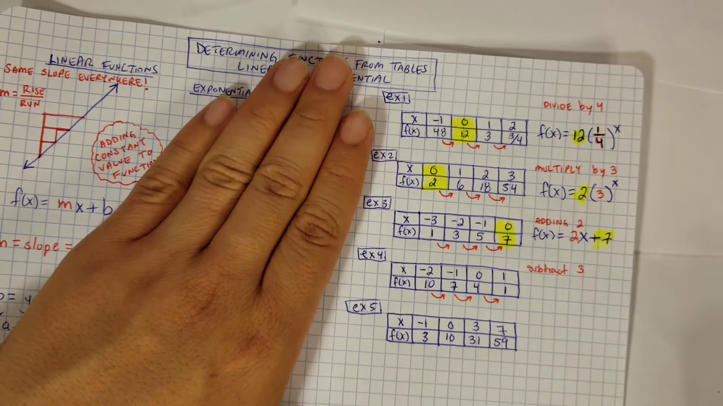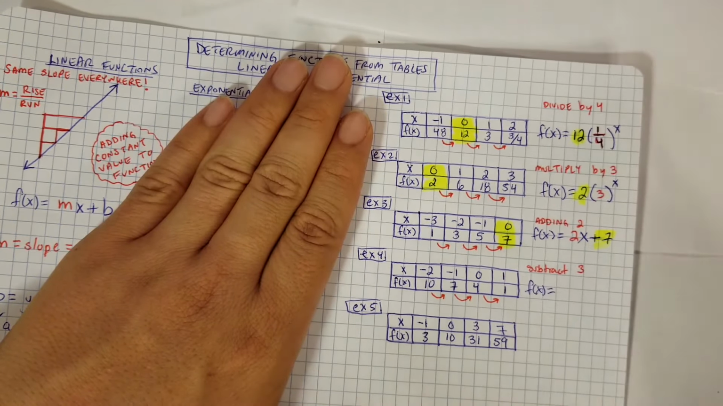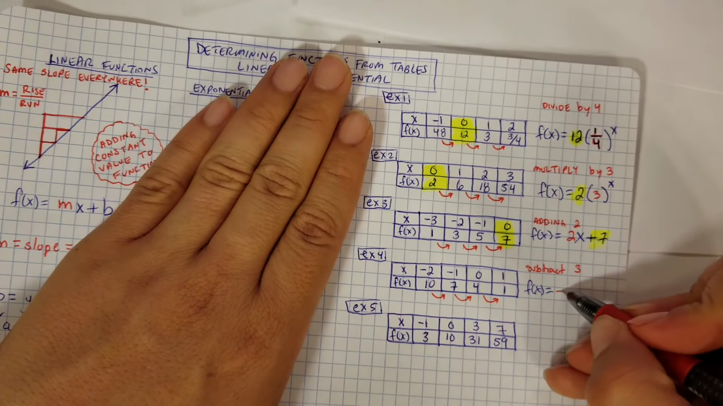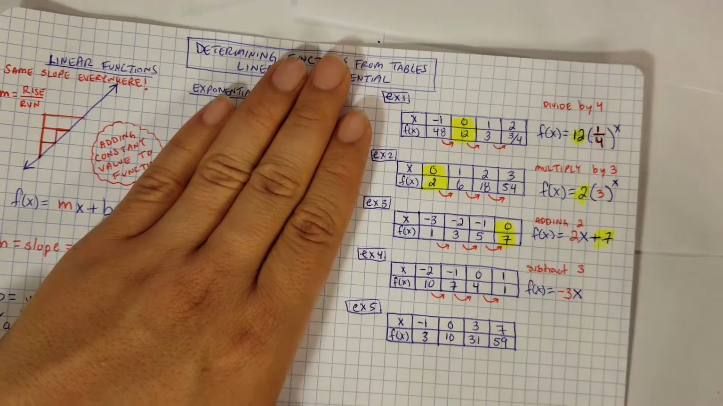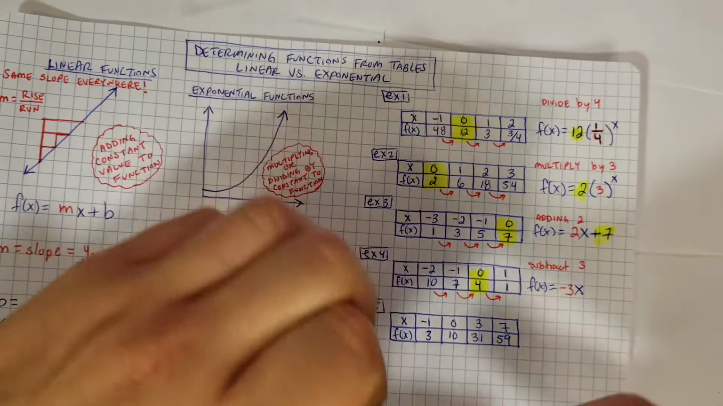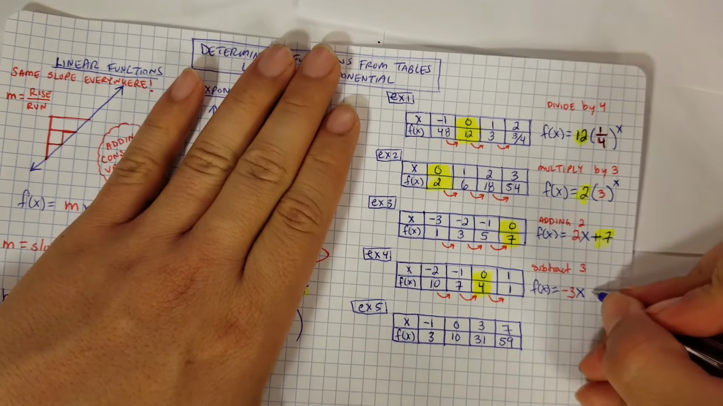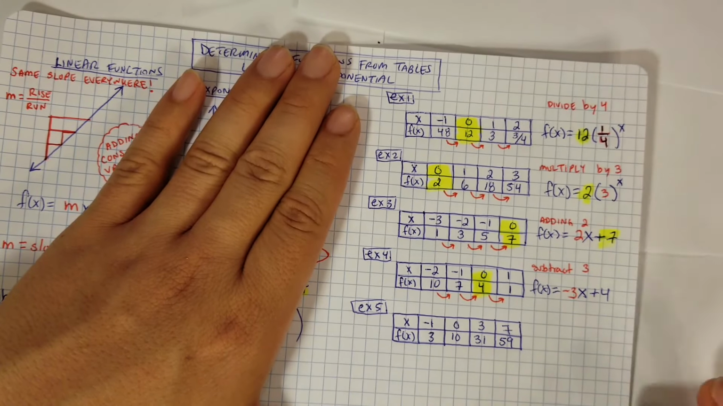Since we're subtracting 3, we're going to be using the formula f of x is equal to negative 3 because we're subtracting. That slope would be negative 3. We're going to put an x, and then we're going to have the y-intercept be at x equals 0, which happens to be where the function is equal to 4. So we're going to put a plus 4 at the end. So f of x equals negative 3x plus 4 would be our final answer.